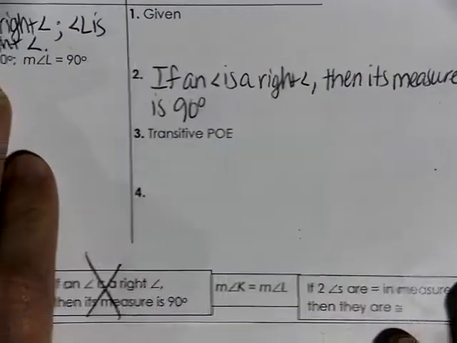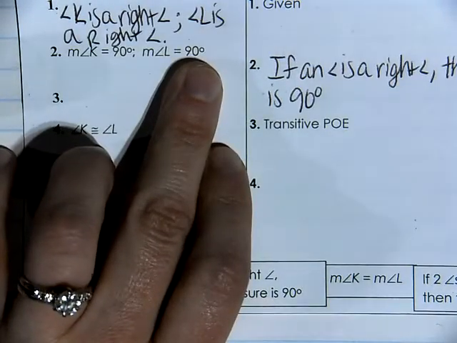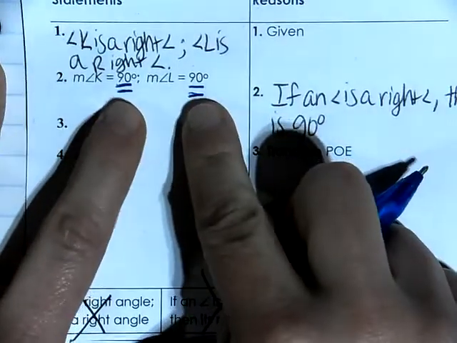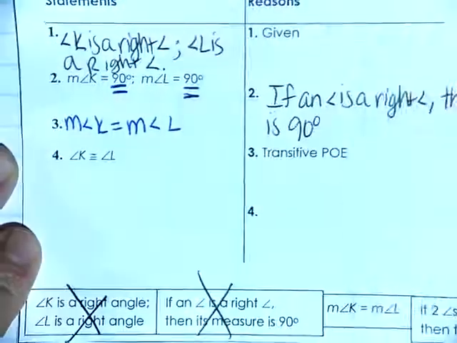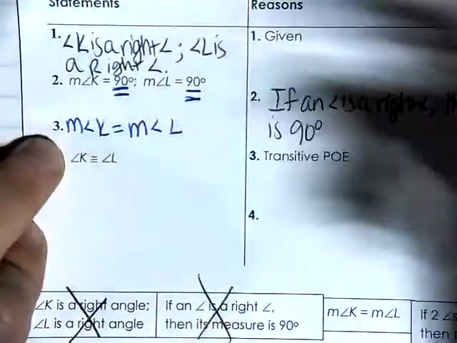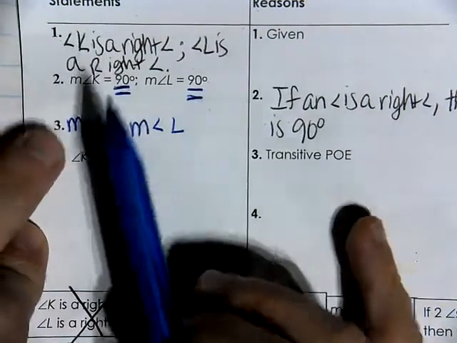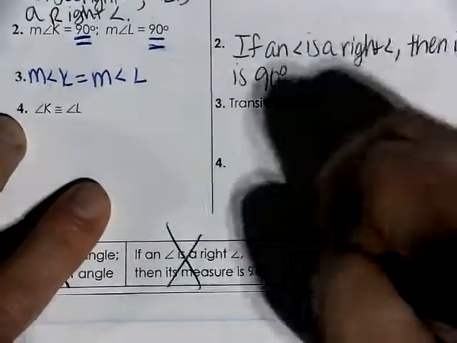Next, because the measure of angle K equals 90 degrees and the measure of angle L equals 90 degrees, they both equal 90 degrees. Remember, when we were talking about transitive property of equality, they both have something in common. And in this case, both of these angles have in common a 90 degree angle. Therefore, we can say the measure of angle K is equal to the measure of angle L. So it's all about what came before and what's coming next. If the measure of angle K equals 90 and the measure of angle L equals 90, then the measure of angle K equals the measure of angle L, by the transitive property of equality.